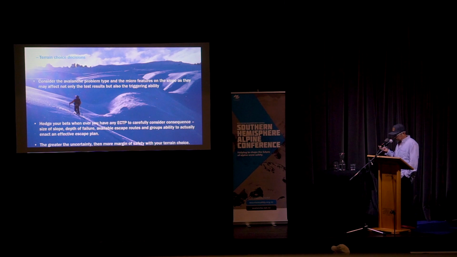Once in the field, consider the avalanche problem type and the micro features on the slope, as they may affect not only the test results but also the triggering ability. I thought about when this is an issue. If you take what I've just told you and say, oh, I got an ECTP27, right near the threshold, maybe 90 centimeters down, fair stability, it's not too bad.